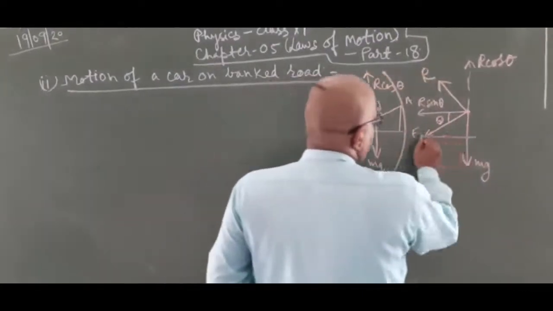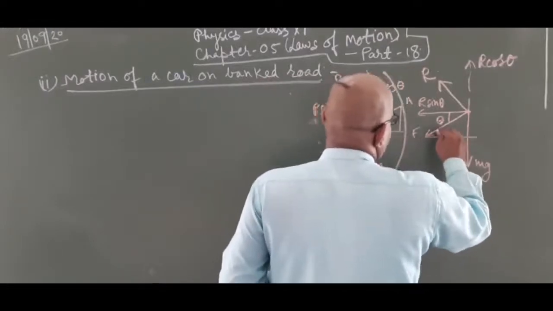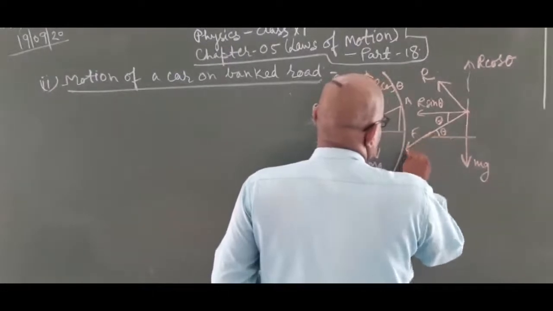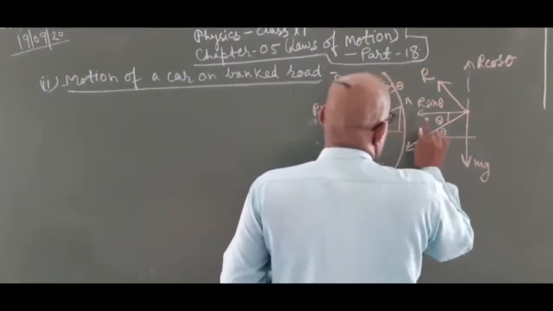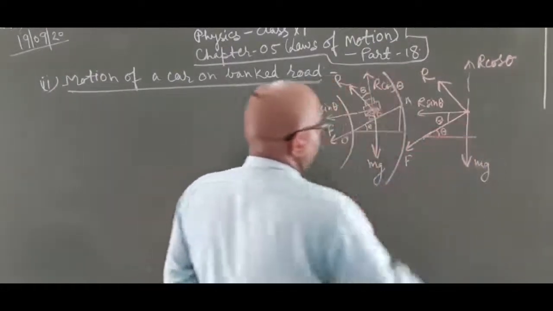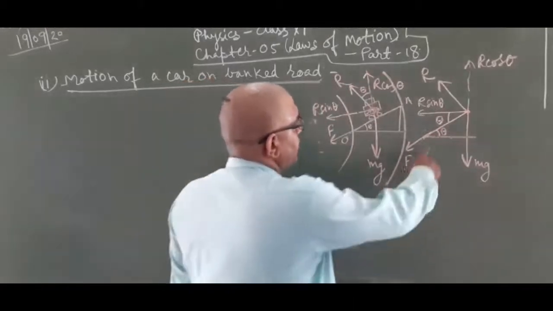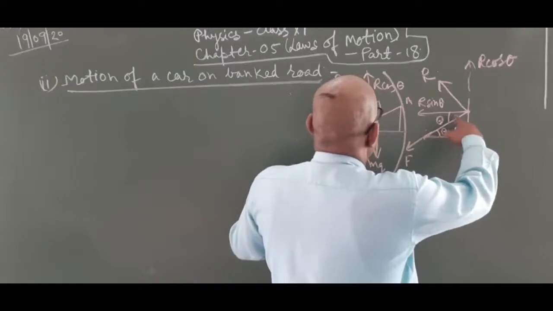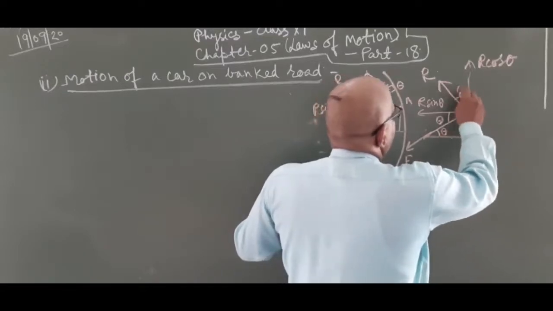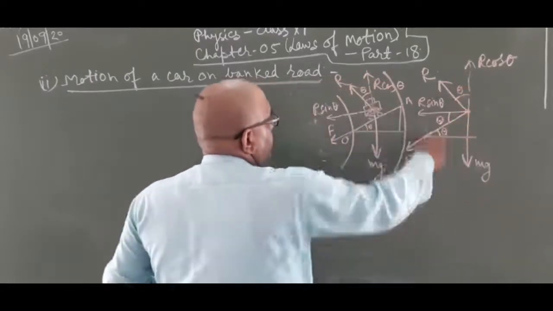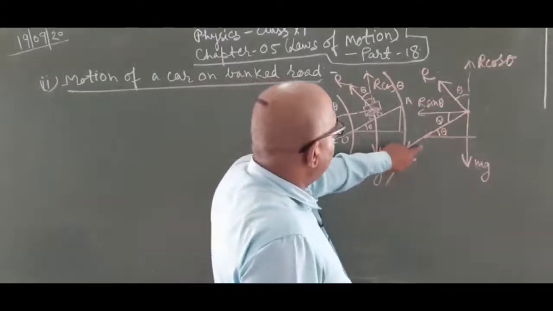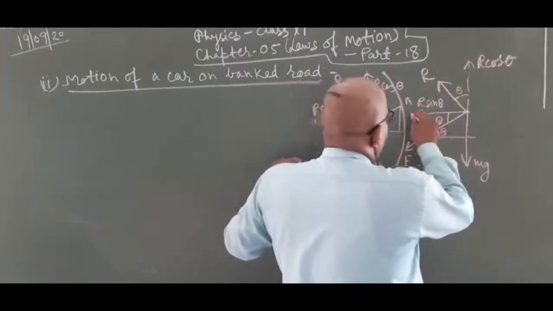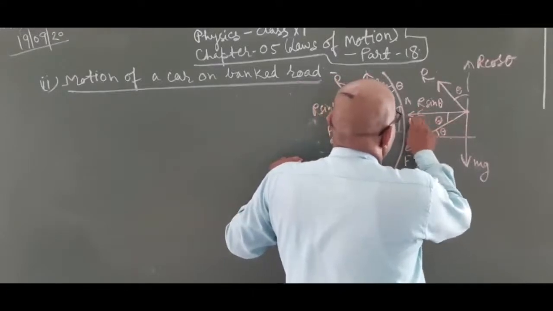This part is gone. So since this angle is theta, this is the frictional force F. So this angle is theta. By alternate interior angles, this angle is also equal to theta. So the component of F along this direction is F cos theta.